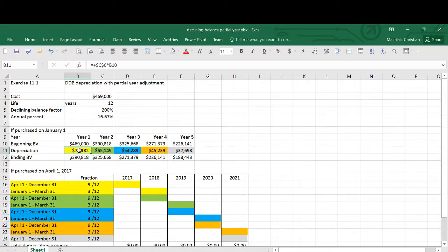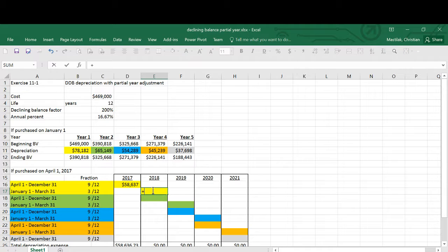So what we're going to do with a partial year and a declining balance or an accelerated depreciation method is we're going to take the 78,182 and we're going to split it and put the first 9 months in 2017 and the second 3 months in 2018. So the way we're going to do this is we're going to take the first 12 months worth of depreciation times 9 divided by 12. And that's going to give us 58,637. So 9/12 of this yellow depreciation, 78,182, shows up in 2017.